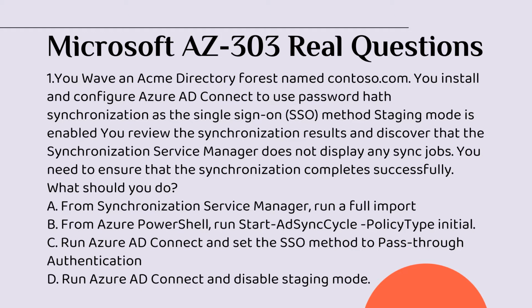What should you do? A. From Synchronization Service Manager, run a full import. B. From Azure PowerShell, run Start-ADSyncSyncCycle -PolicyType Initial. C. Run Azure AD Connect and set the SSO method to pass-through authentication. D. Run Azure AD Connect and disable staging mode.